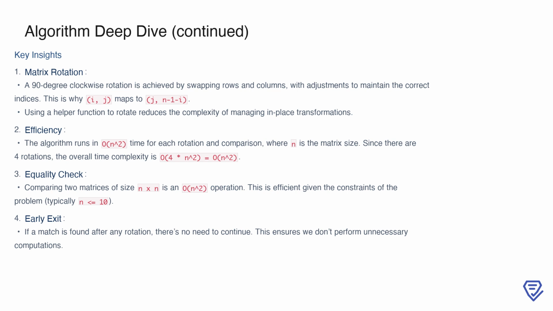In terms of efficiency, the algorithm is highly optimized. Each rotation and comparison operates in n squared time, where n is the matrix size. Since we perform at most 4 rotations, the overall time complexity remains n squared. Additionally, the equality check between two matrices is efficient, as it runs in n squared as well. An important optimization is the early exit condition. If a match is found at any stage, the algorithm stops further rotations, saving unnecessary computations.